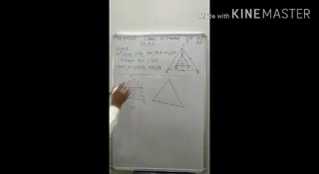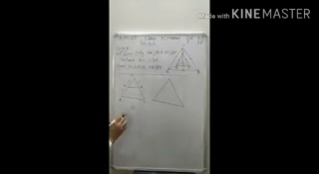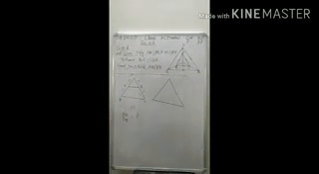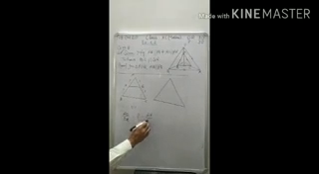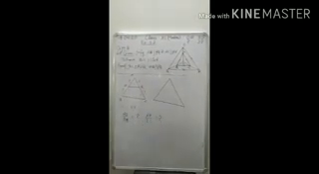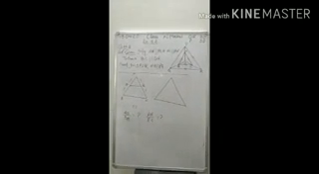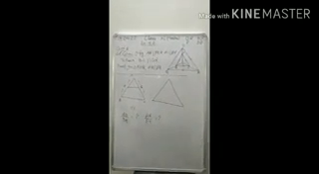First of all, find the ratio AD by DB, then AE by EC. And then check whether they are divided in the same ratio or not. So this activity you have to do.